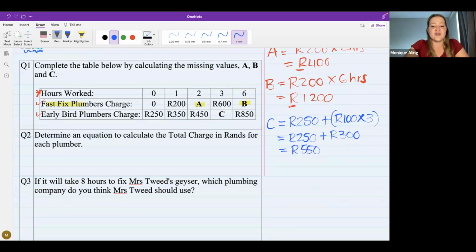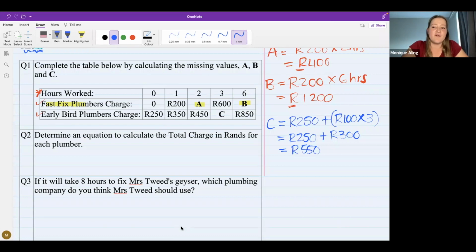Okay, so now moving on to the next question. Determine an equation to calculate the total charge in rands for each plumber. Mpili, I'm glad that you are fine now. Okay. Oh my word, did I not get an answer straight away? Okay, I see what you're saying.